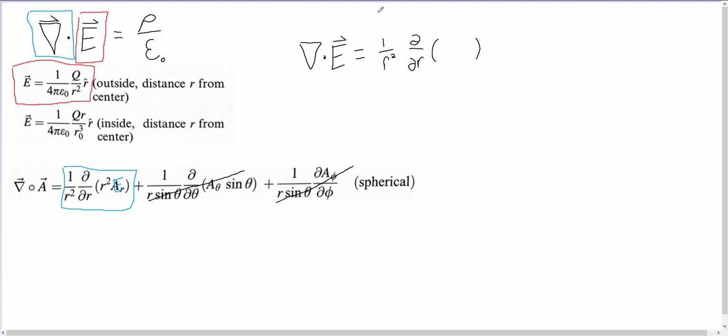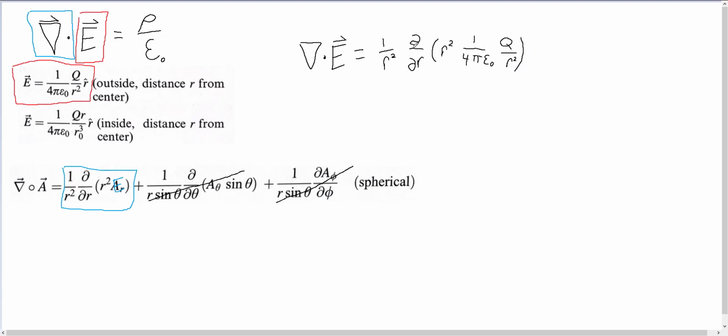I should probably make it larger than that. So in the brackets now we have to remember to put this r squared. That's by definition of the del dot in spherical coordinates. So we're just going to write r squared. And now let's copy the E component. So it's going to be 1 over 4 pi epsilon naught, and then we can say Q over r squared. Okay, and we're going to close this off.